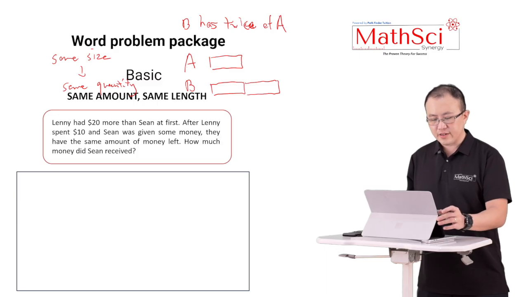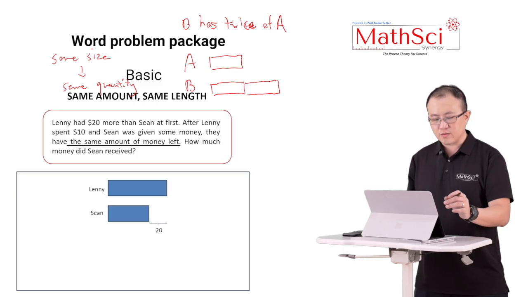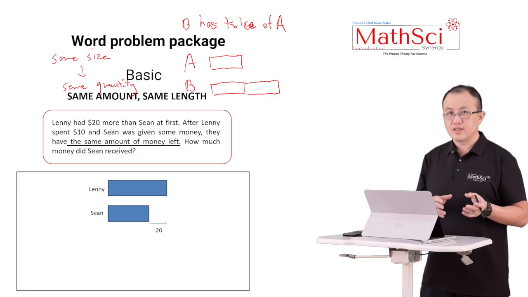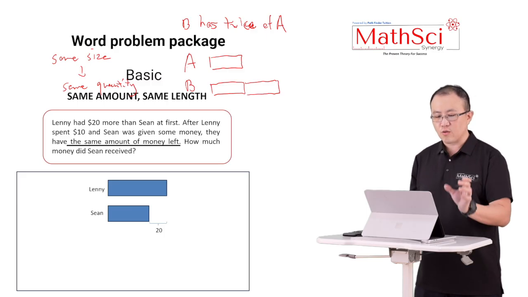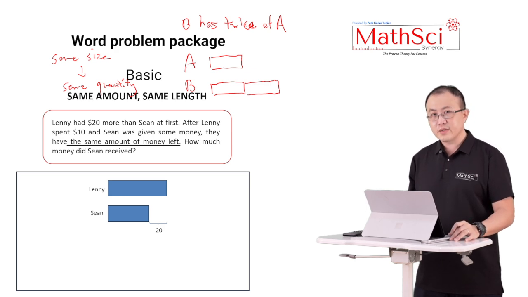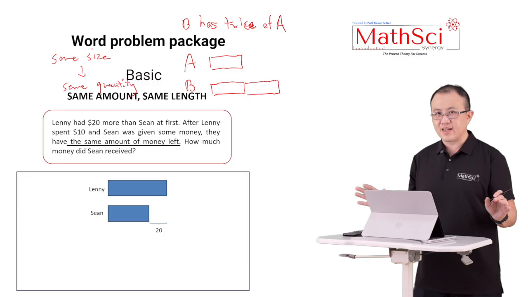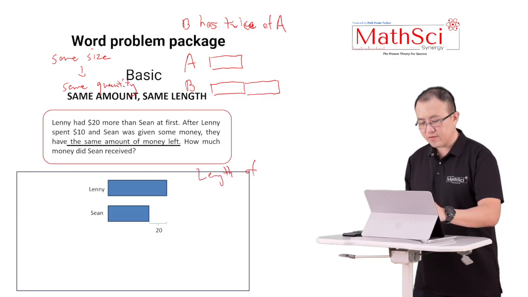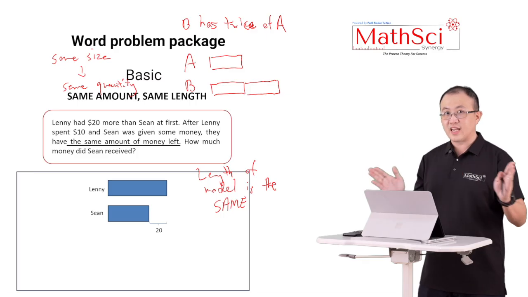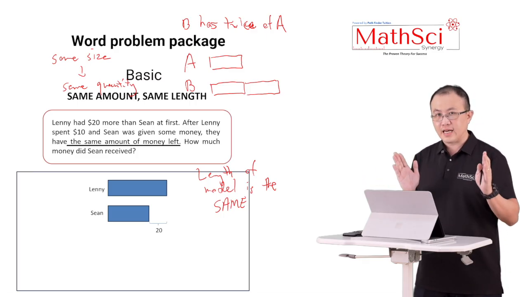If you look at the model, it will need to be such that Lenny's will be longer than Sean's. Then we put a curly bracket with a 20 to say that yes, it's $20 more. So this is the quantity that's more. And the keyword here, as I underline, is the same amount of money left. After all these changes happen, we make it such that the length of the model will be the same. Remember that. When I say length, it means the total length must be the same, because they have the same amount of money at the end of the day.